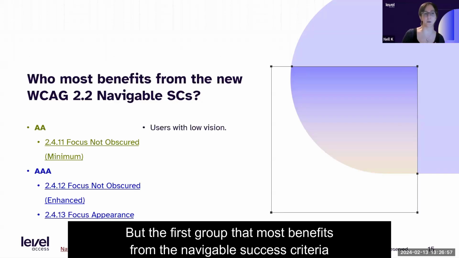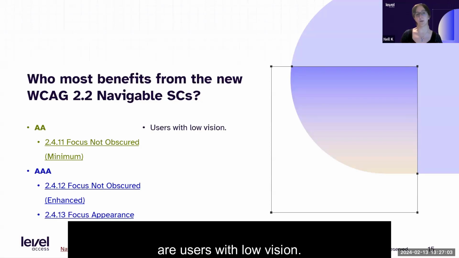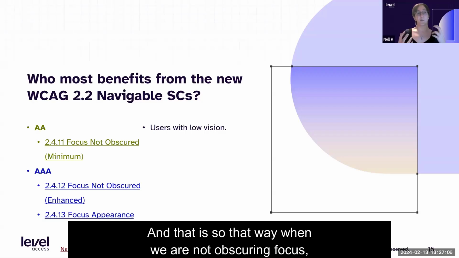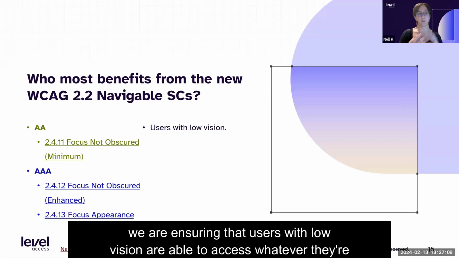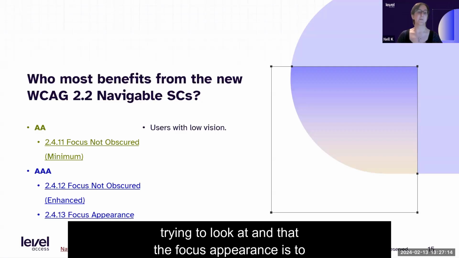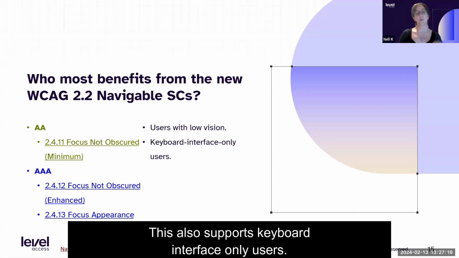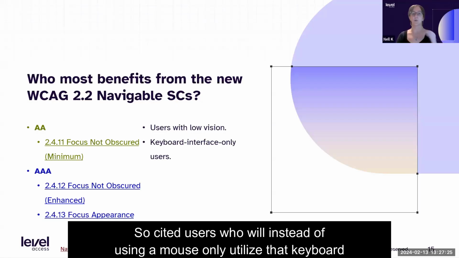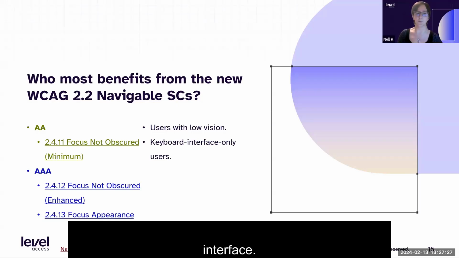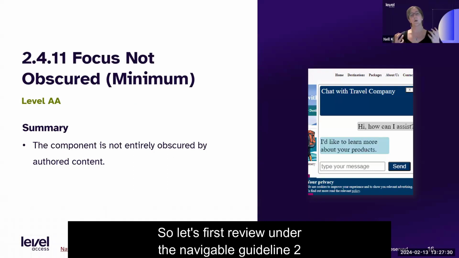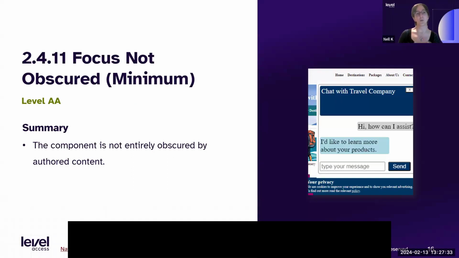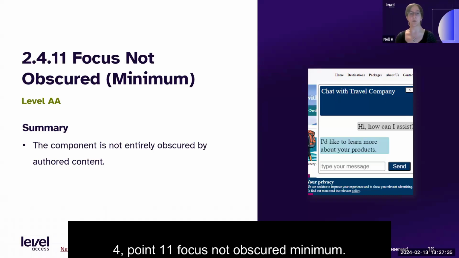But the first group that most benefits from the navigable success criteria are users with low vision. And that is so that when we are not obscuring focus, we are ensuring users with low vision are able to access whatever they are trying to look at, and that the focus appearance is apparent to users with low vision. This also supports keyboard interface only users, so sighted users who, instead of using a mouse, only utilize that keyboard interface. So let's first review under the navigable guideline 2.4.11 Focus Not Obscured (Minimum).